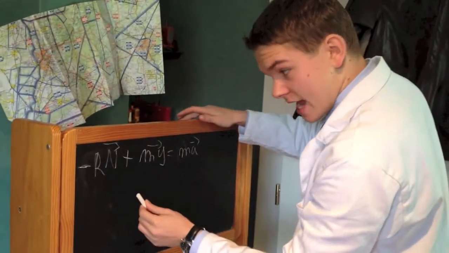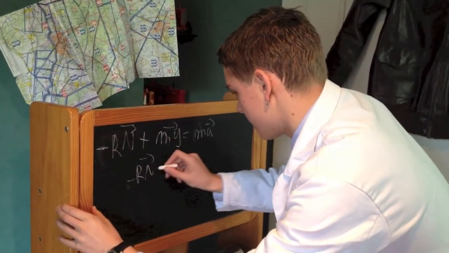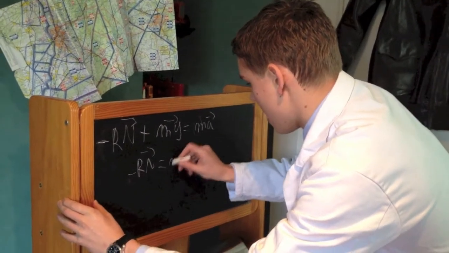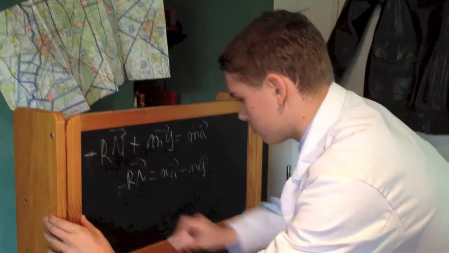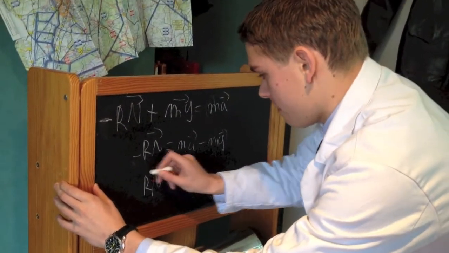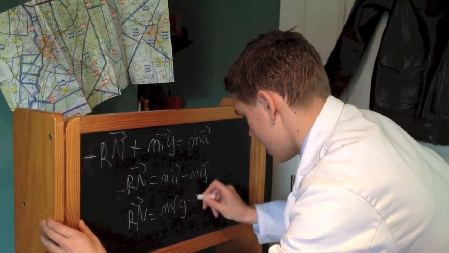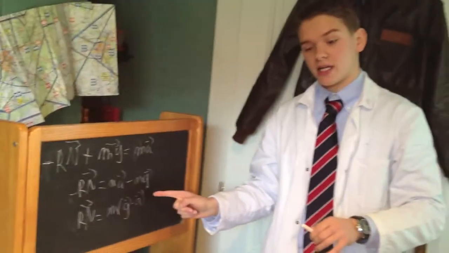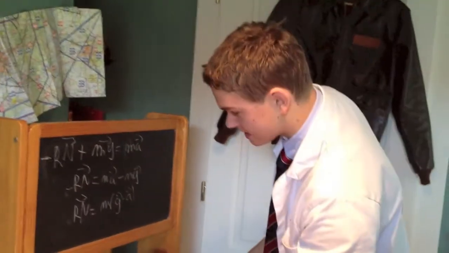If you carry on this calculation, you'll have minus Rn in vectors is equal to ma in vectors minus mg in vectors, which brings us to Rn is equal to m(g minus a), all in vectors. And it is this very equation which explains all about weightlessness.